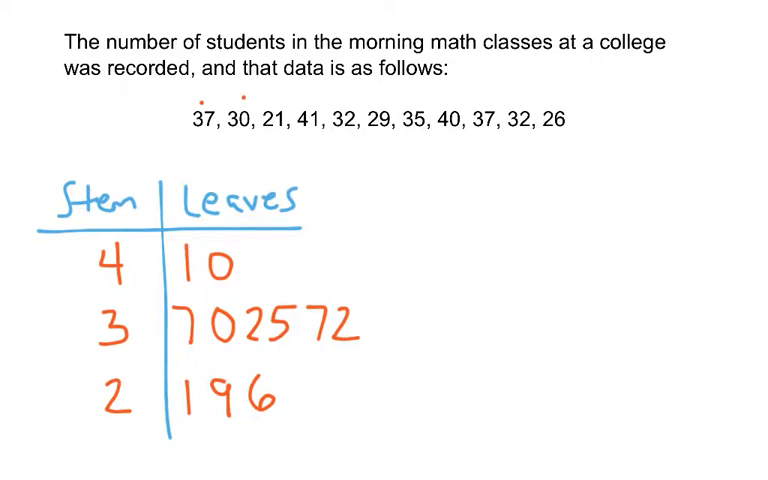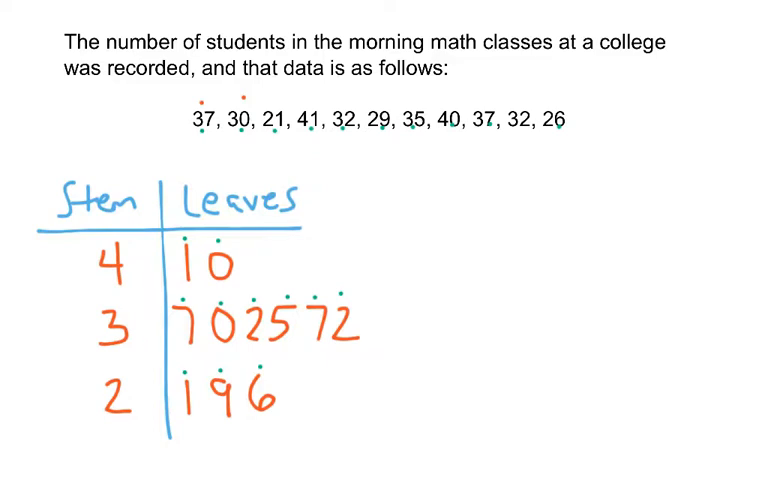And I can make sure by counting them up. Altogether I have 1, 2, 3, 4, 5, 6, 7, 8, 9, 10, 11 data points. And in my stem and leaf plot here I have 1, 2, 3, 4, 5, 6, 7, 8, 9, 10, 11 data points. So I have them all.